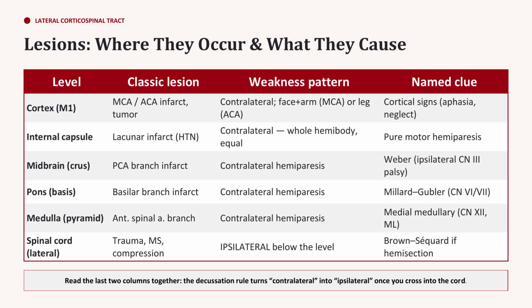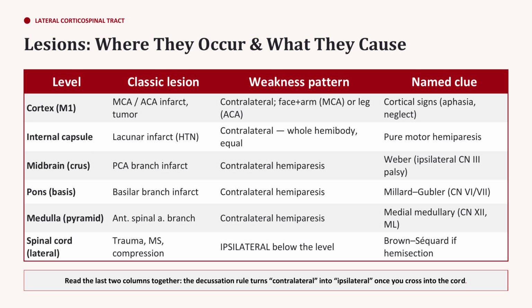Weber with an ipsilateral third nerve palsy and contralateral hemiparesis. Pons. Millard-Gubler with sixth and seventh nerve findings. Medulla. Medial medullary syndrome with tongue deviation from 12th nerve involvement and contralateral loss of position sense from the medial lemniscus. Then you cross into the cord, and the rule flips.